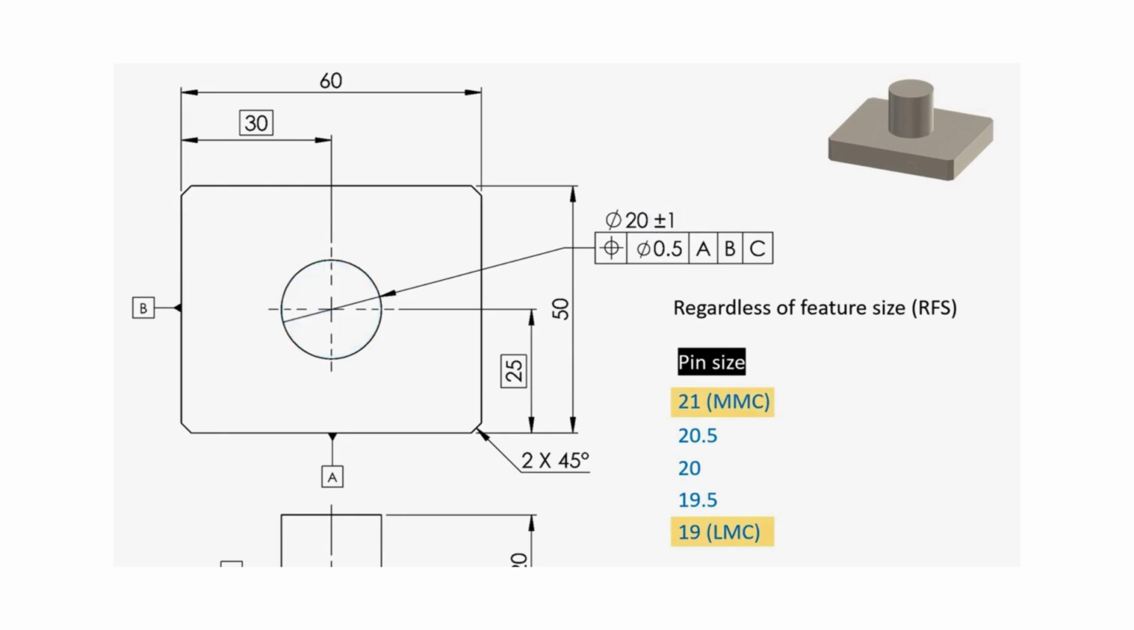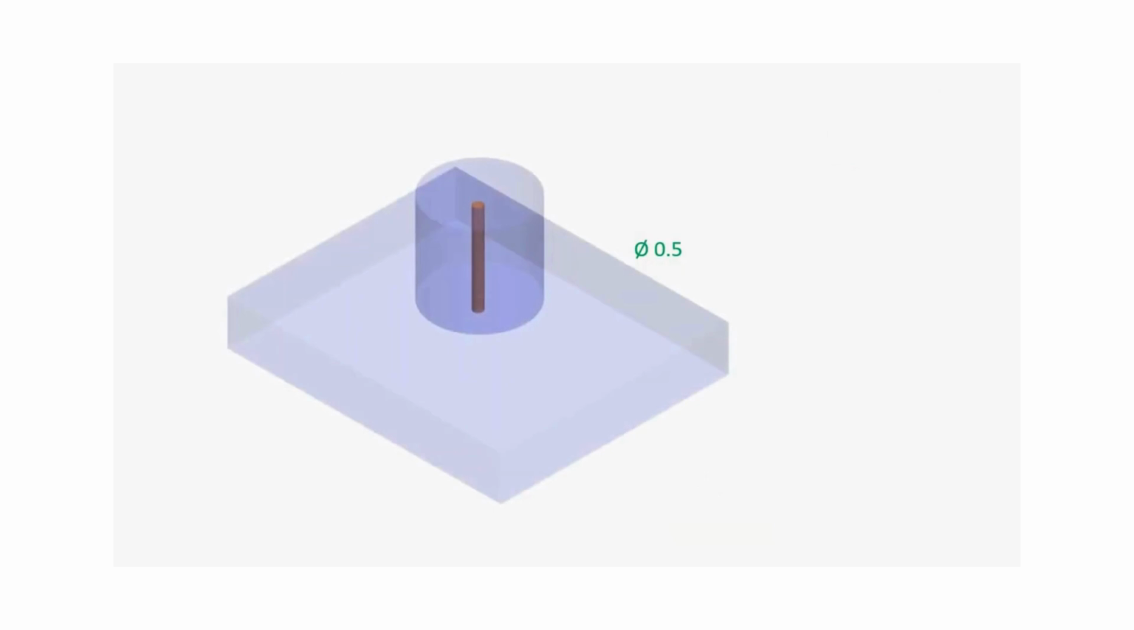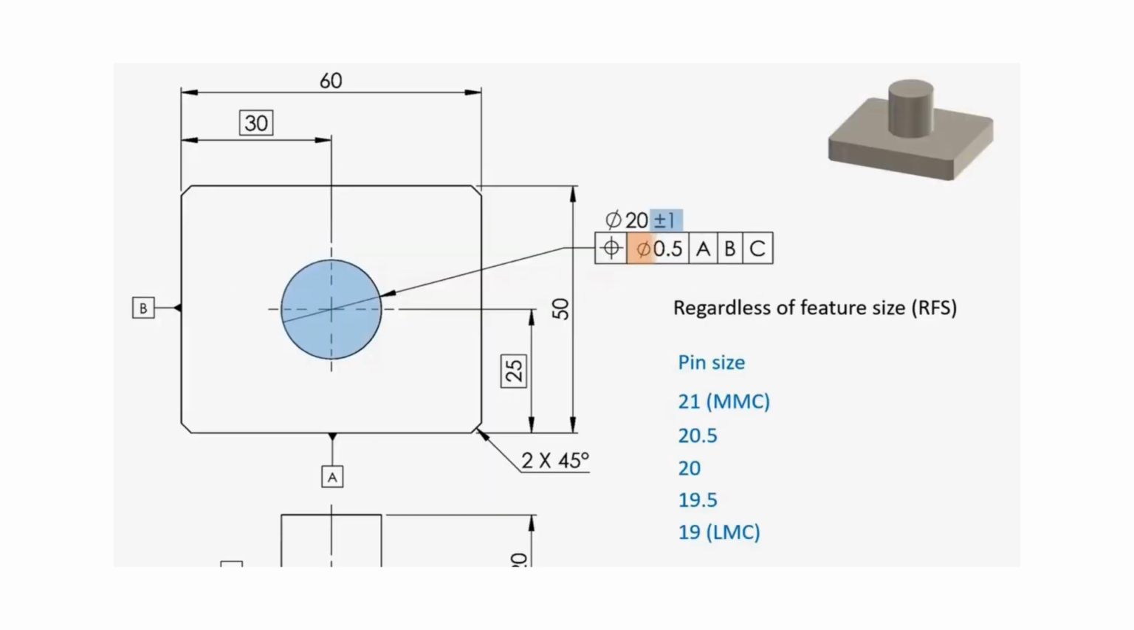And on the other hand, the position tolerance specifies how much the center line of this pin can deviate from its nominal position. So this 0.5 mm defines a cylindrical tolerance zone that the pin center line must be within, something like this. And the position tolerance zone is fixed no matter what the pin size is, increasing or decreasing. Meaning if the pin size is produced at MMC 21 mm, the allowable position deviation will be 0.5 mm.